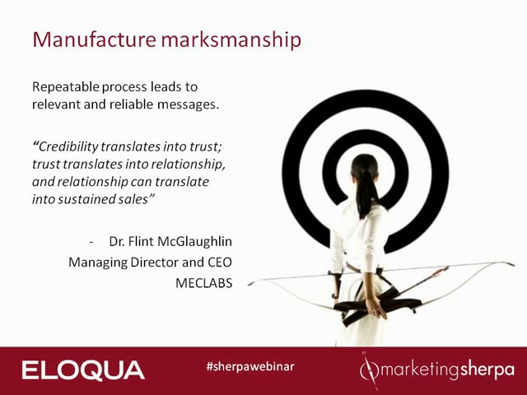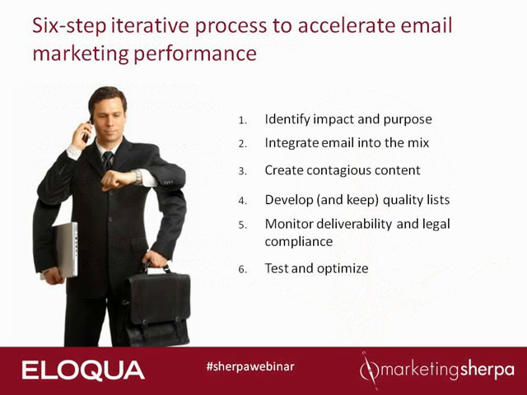Now, we don't have time to go into the entire research methodology that we have, but what we did is from all of our research, we honed it down to 6 key steps of an iterative process to really help accelerate your email marketing performance. And we put that inside of our new 2012 email handbook, and that's what we're discussing today.